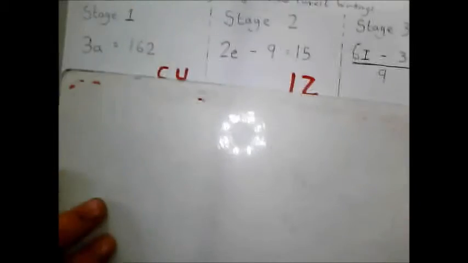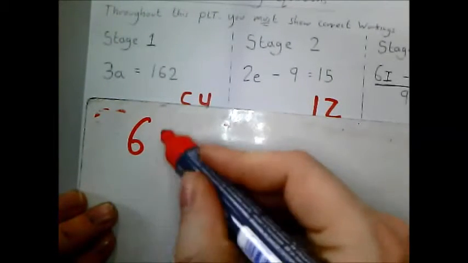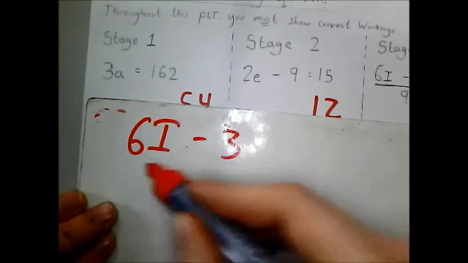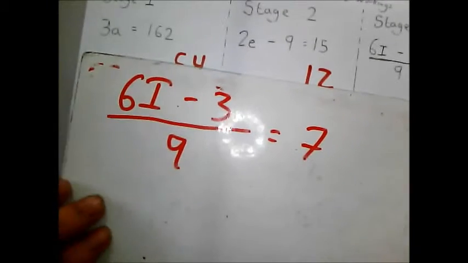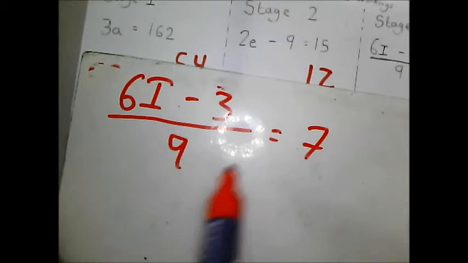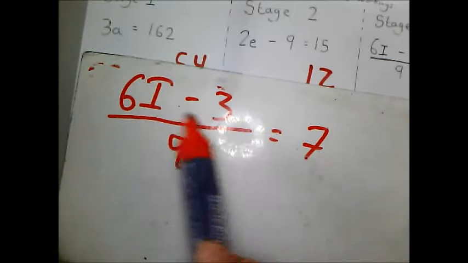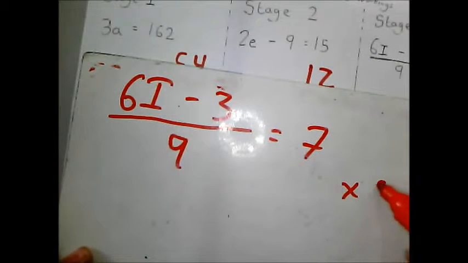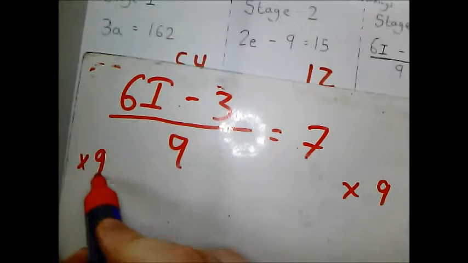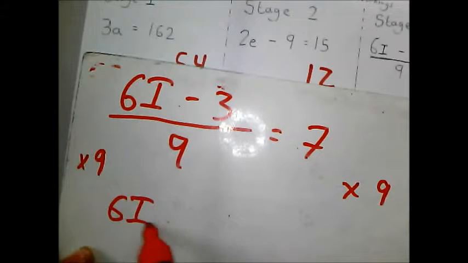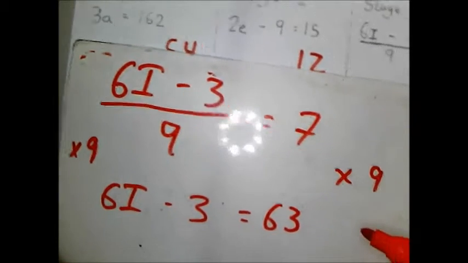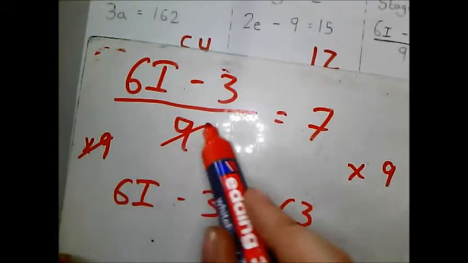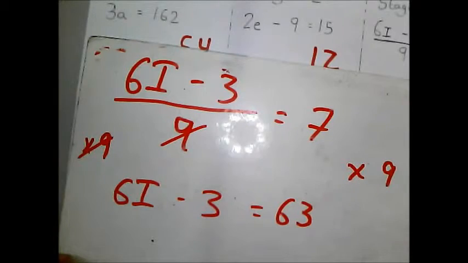Okay, final set of questions, stage 3. So there could be multiple steps to doing these questions. So I have 6i take away 3 over 9 is equal to 7. So, first thing I'm going to do is get rid of this divide by 9 symbol, because it's affecting everything on the top here. So I'm going to multiply 9 to both sides. And I end up with 6i take away 3 is equal to 7 9s are 63.